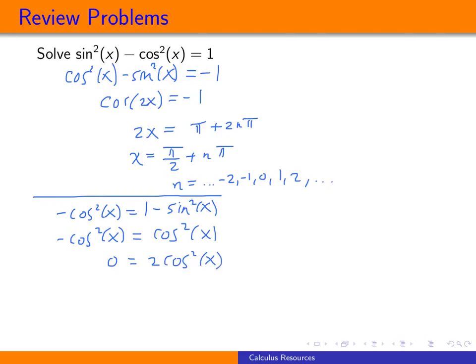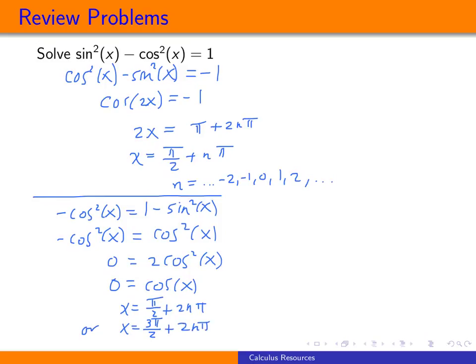And the only way this can be true is if cosine itself is equal to 0. And if we think in terms of the unit circle, cosine is equal to 0 at two types of places. It's equal to 0 at pi over 2 plus a multiple of 2 pi, or at 3 pi over 2 plus a multiple of 2 pi. So we have x is equal to pi over 2 plus 2n pi, or x is equal to 3 pi over 2 plus 2n pi.